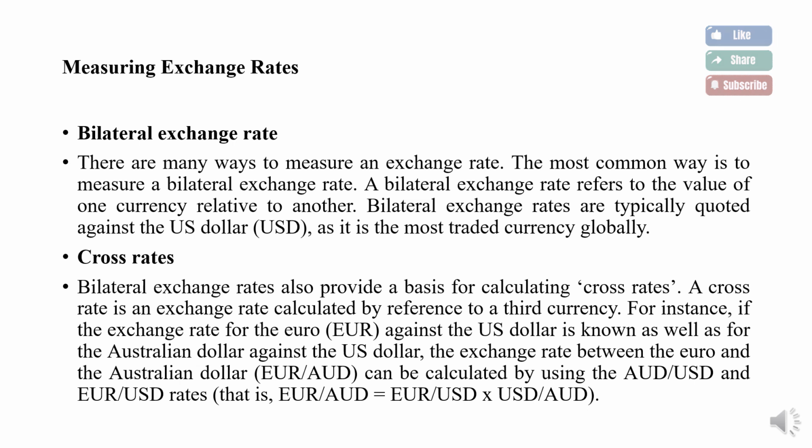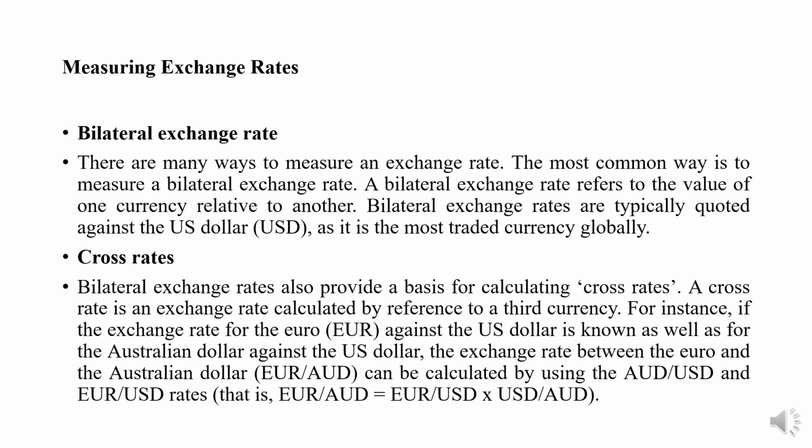can be calculated using the formula: EUR/AUD equals EUR/USD times USD/AUD, where AUD is the Australian dollar, USD is the US dollar, and EUR is the euro. So this is the basic concept of the conversion.